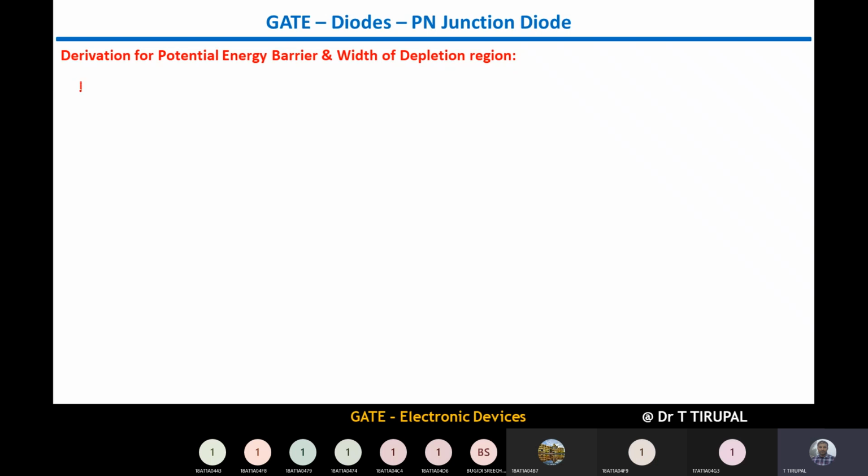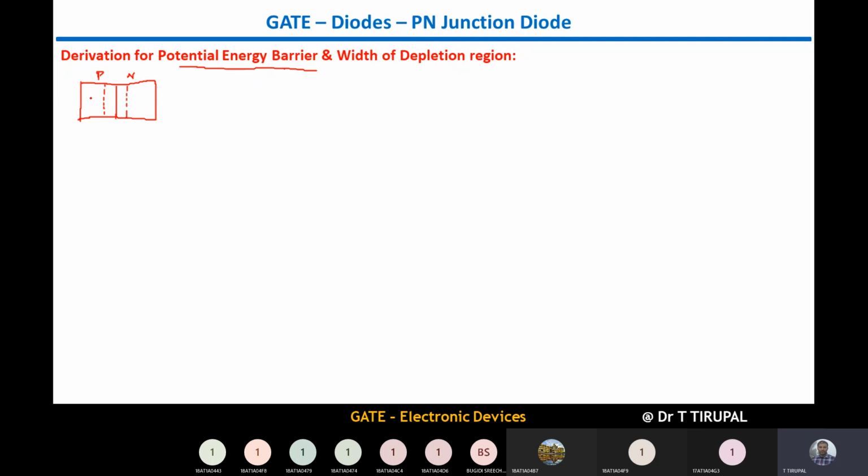If you see the structure of this PN junction diode, this is P type and this is N type. Let us derive this potential energy barrier. What is this potential energy barrier? It's a height. If a charge carrier wants to move from P type to N type or from N type to P type, it has to overcome that barrier, right? So how much potential we need to apply to overcome that barrier? This is nothing but the potential energy barrier.